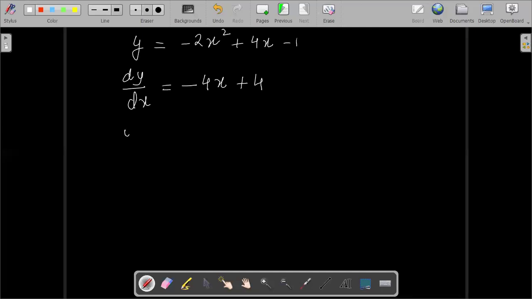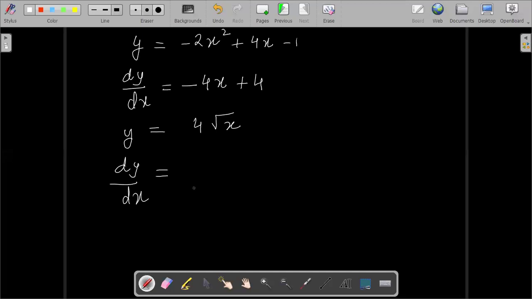Try this one also. We are given y equals 4 under root x. Try out this. Find dy by dx. 4 root x, that's it, sir. Okay, so what did you get here?